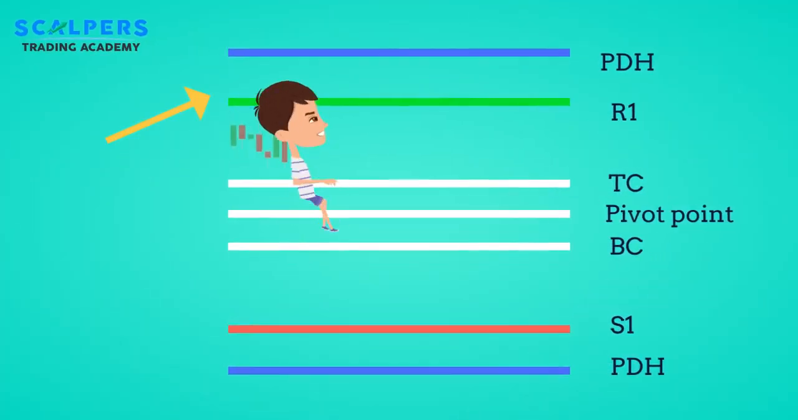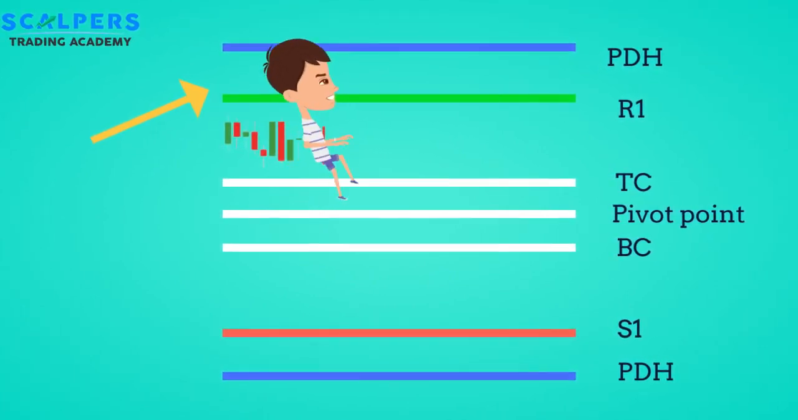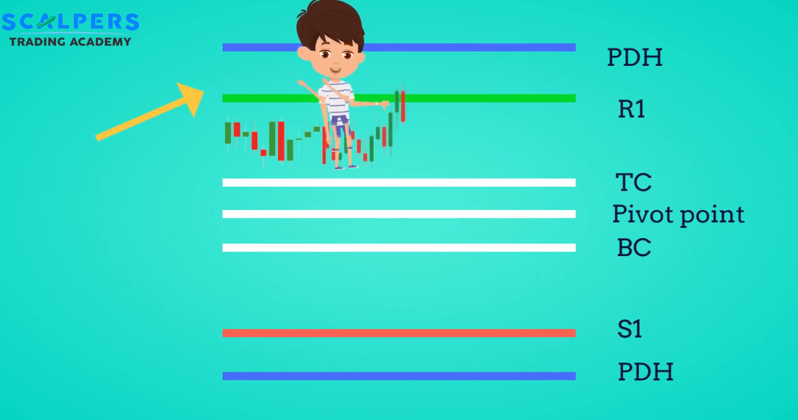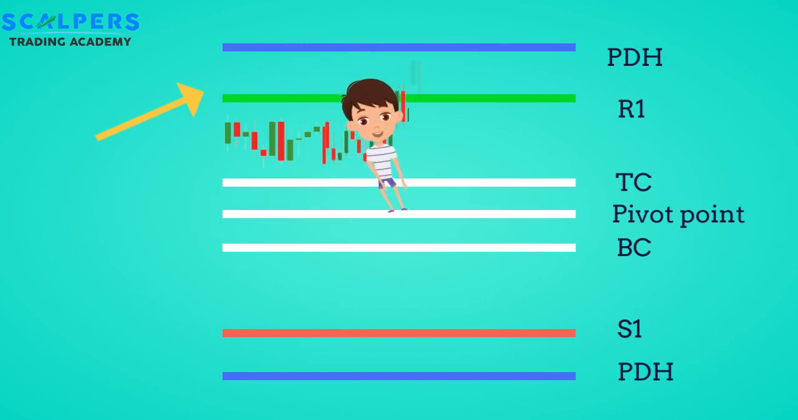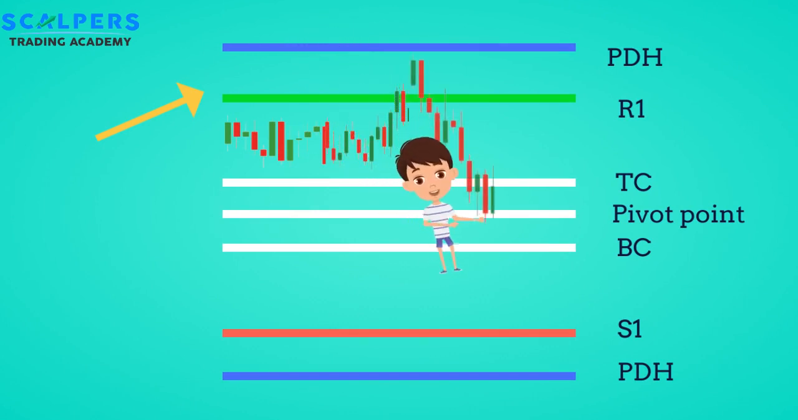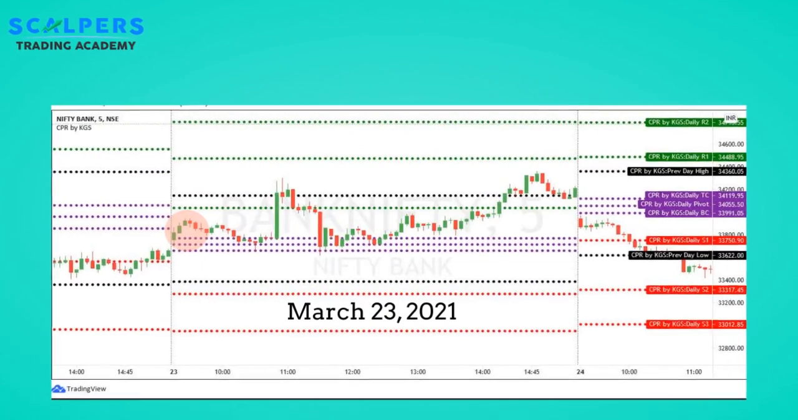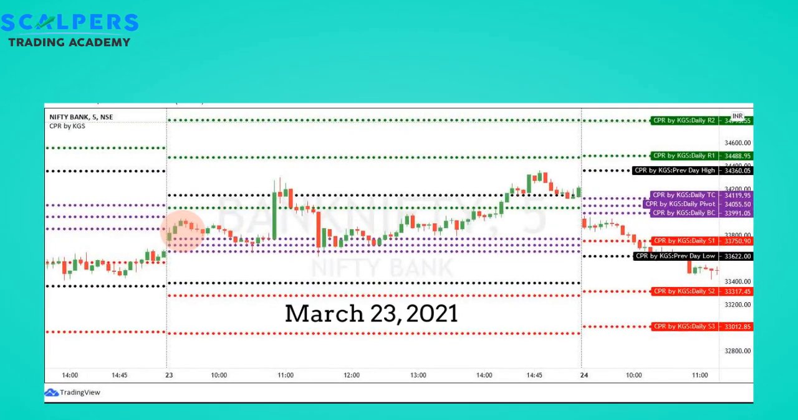If the opening first 3-5 minutes candles are between CPR and R1, it will try to break previous day high but fails, and it will immediately tend to reverse and get attracted to that day CPR levels. For example, on March 23rd Banknifty, the candles opened between CPR and R1, tried to reach previous day high, and failed, immediately it reversed and reached CPR.